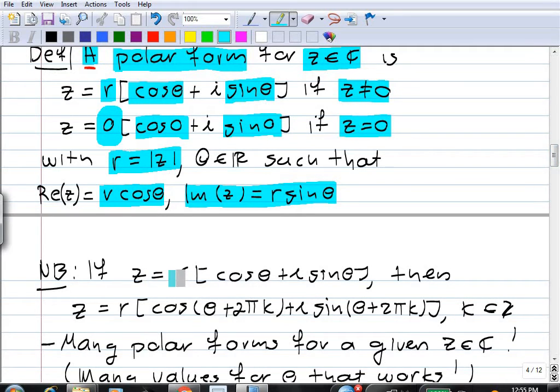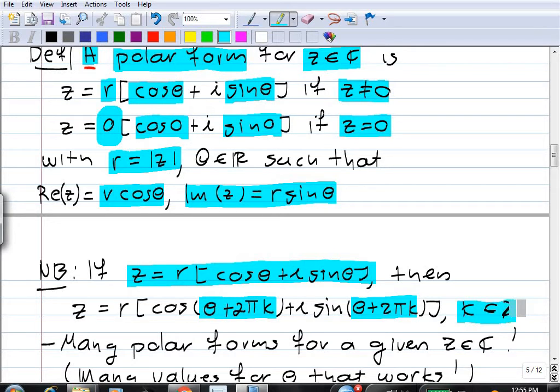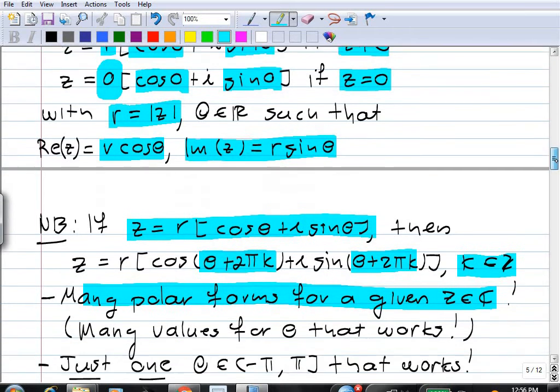Right? So if you've got your z in polar form, z is r (cos theta plus i sine theta), then z will also be equal to r (cos(theta plus 2 pi k) plus i sine(theta plus 2 pi k)) for any integer k. So that means that we have many polar forms for a given complex number, right? Once we have one polar form, we can just add any integer multiple of 2 pi to theta, and that gives us another polar form for the complex number.